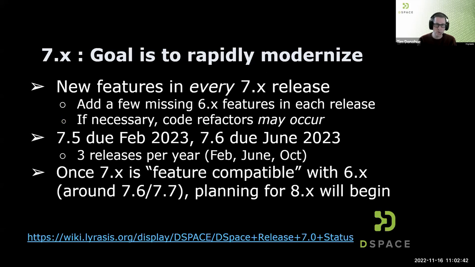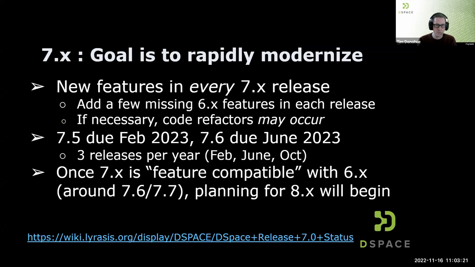The reason why we're approaching it this way is that we're trying to add 6.x features into each release little by little. We could not wait to do 7.0 until every single 6.x feature was in it. It would take too long to get to that 7.0 platform. So we chose this approach specifically for DSpace 7, to get out features in every single release and release them as rapidly as we can to allow people to upgrade as soon as they are able to. If necessary, there are times that code refactors may occur in these releases, but we're trying to minimize those, and we will document them in the upgrade processes when they occur.